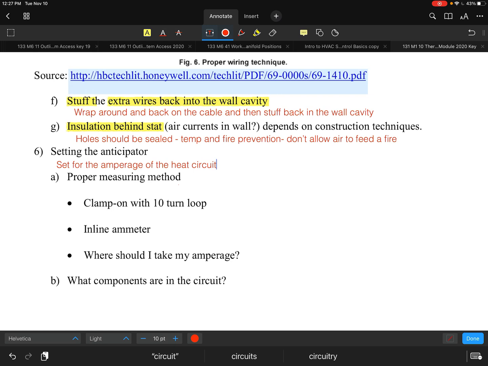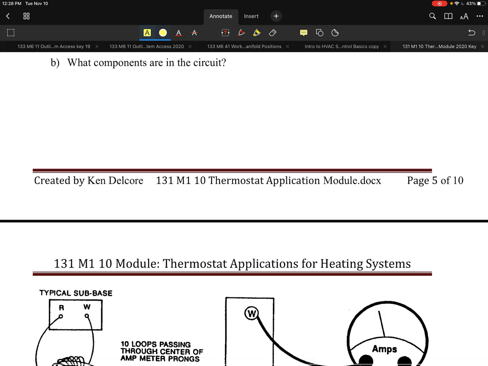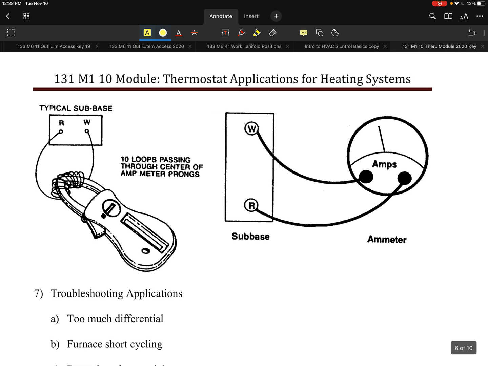This is really dependent on the measuring instruments that you have, and how much current you're going to have on there. So when we look at different measuring methods, one of the ways you could do it would be to utilize a clamp-on that maybe has a 10-turn loop. The 10-turn loop is obviously creating a multiplier loop.